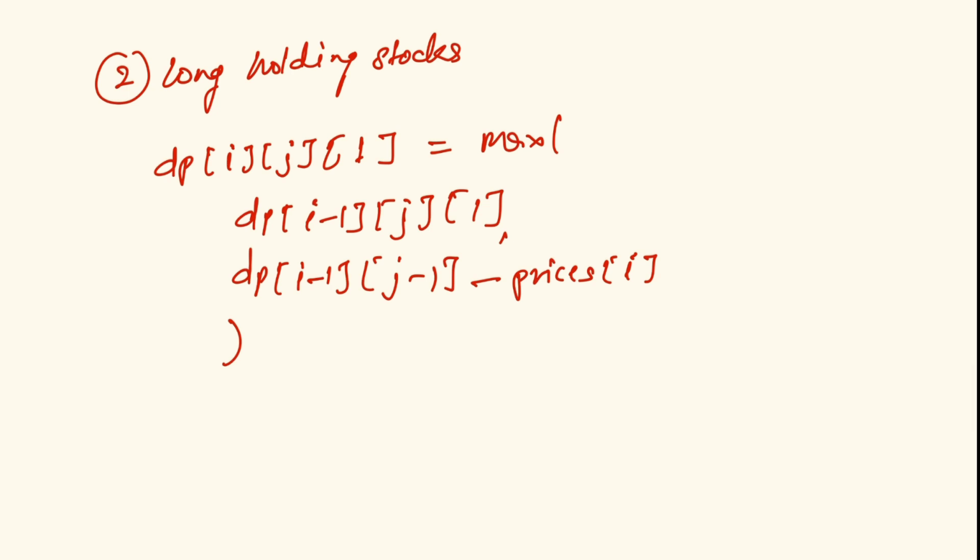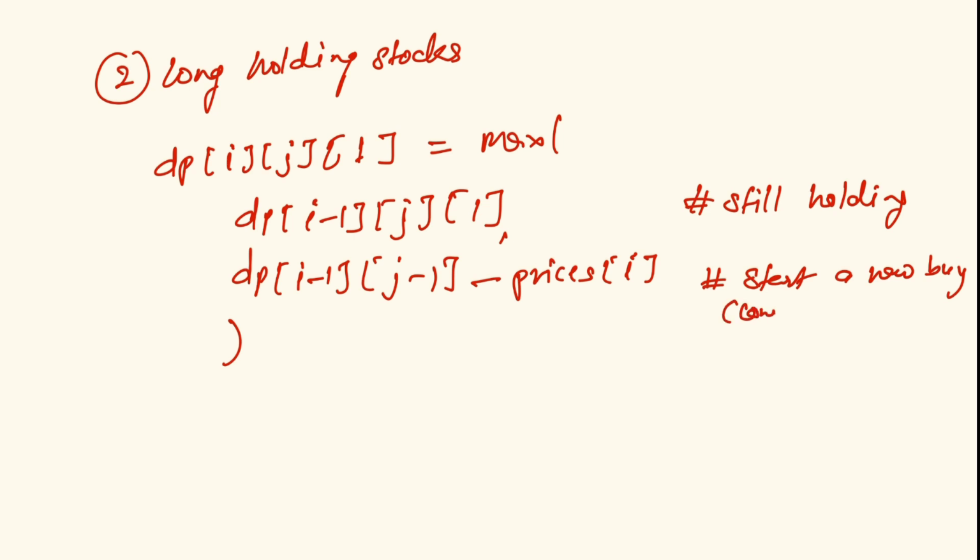Now dp at i minus 1, j, and 1 is nothing but still holding. If we are still holding, then some holding value will be there, right? Similarly, if you talk about this one, let's call it start a new buy, which means we are consuming one transaction. Can we say that?